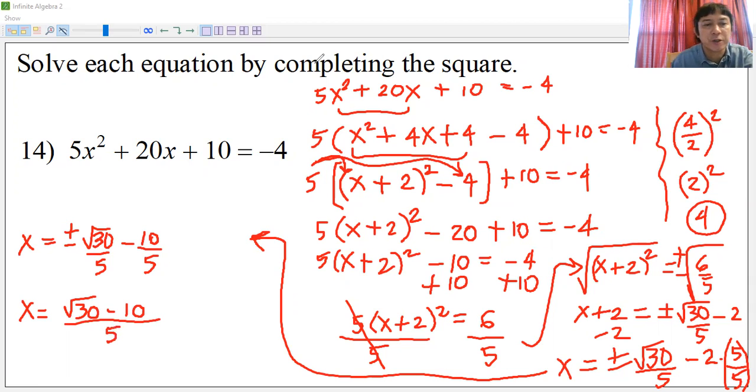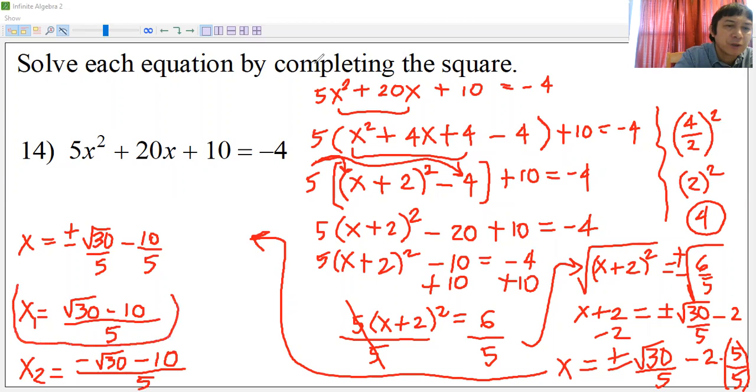That's our first answer. This will be called x1, and then x2 will be called negative square root of 30, minus 10 over 5. There. Okay, so we have two answers. This is the first and this is the second. So it's negative square root of 30 minus 10 over 5.